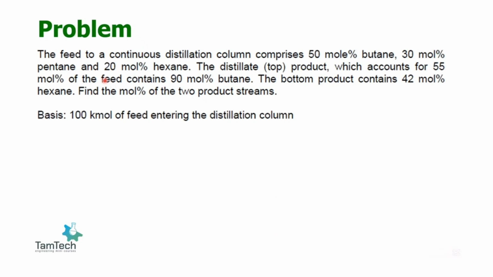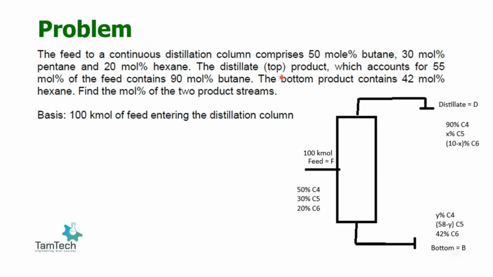But we can start. The feed to a continuous distillation column comprises 50 mole percent butane, 30 mole percent pentane, and 20 mole percent hexane. We need to draw the block diagram. I drew it previously in order to save our time. We see we have the feed and the composition for each of the three components, as stated. And the distillate product, which I denoted as D, accounts for 55 mole percent of the feed.